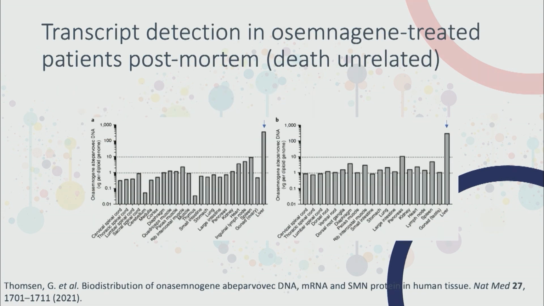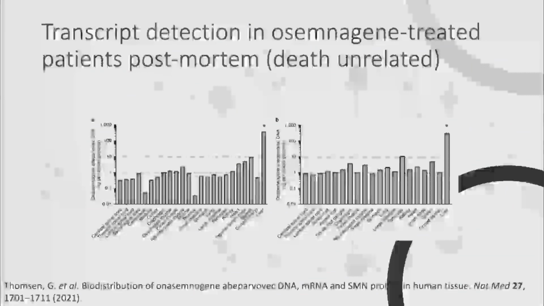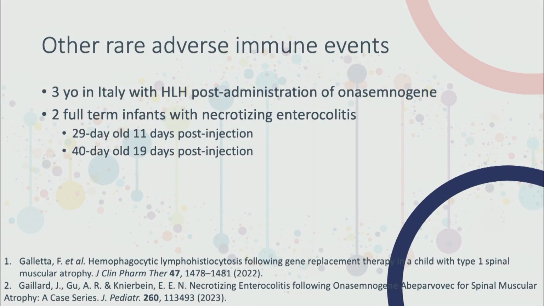This makes sense because if you look at the biodistribution of onasemnogene, all the way on the right there, that's the liver, right? So a massive amount ends up in the liver, orders of magnitude greater than other tissues. So that's where you have a lot of the transgene being expressed, and the immune system will target that. And then other rare events include there's a report of HLH, and then I guess now it's 3 full-term infants with necrotizing enterocolitis, and possibly there will be more.